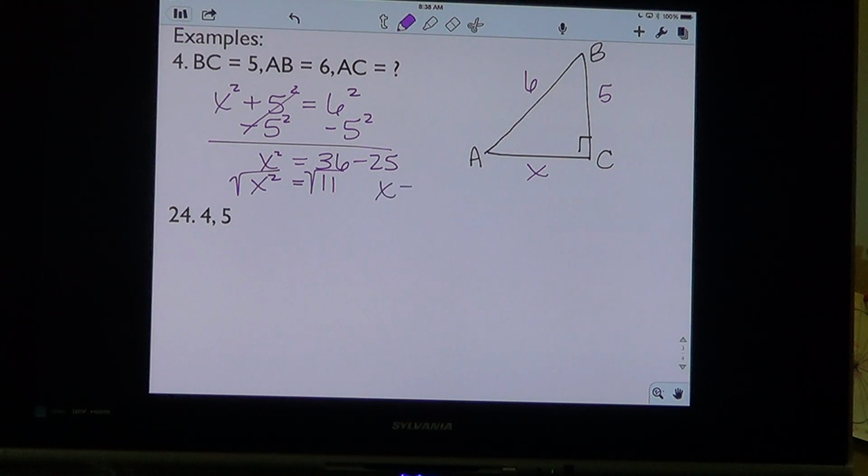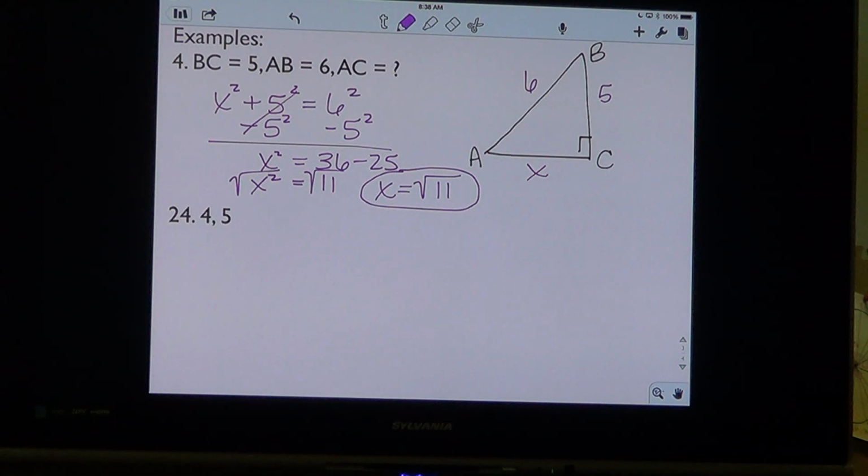So x will equal the square root of 11. I want you to leave your answers in simplest radical form, or simplified radical form, and since 11 is prime, that's in simplest form. But if it can be simplified, you need to simplify it. Okay, and then number 24 in that section.